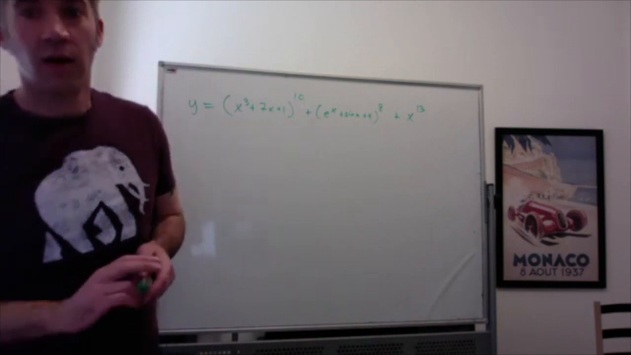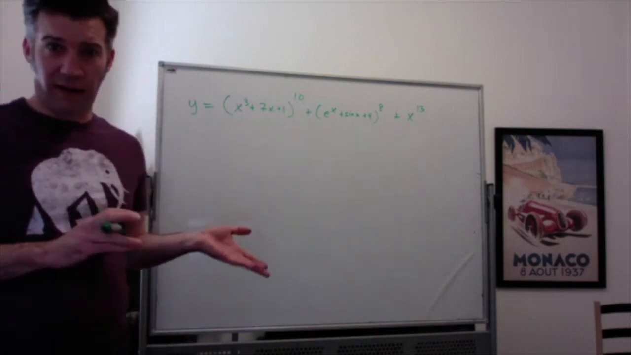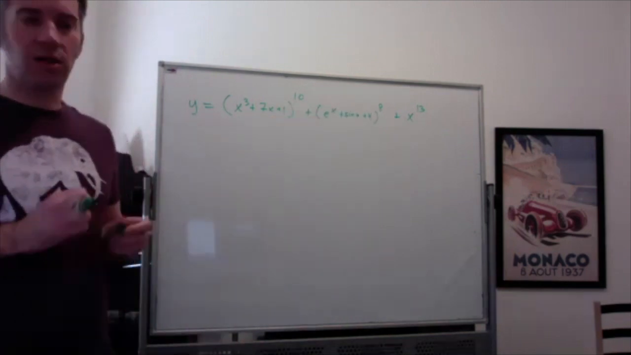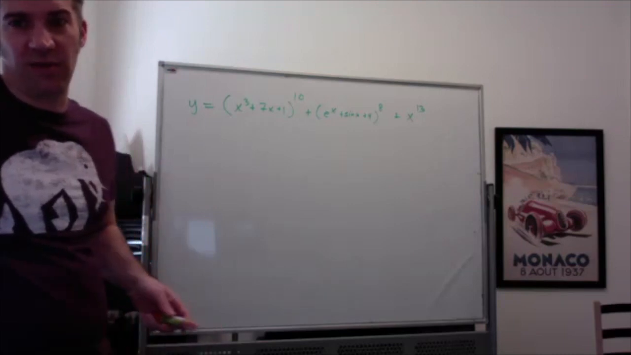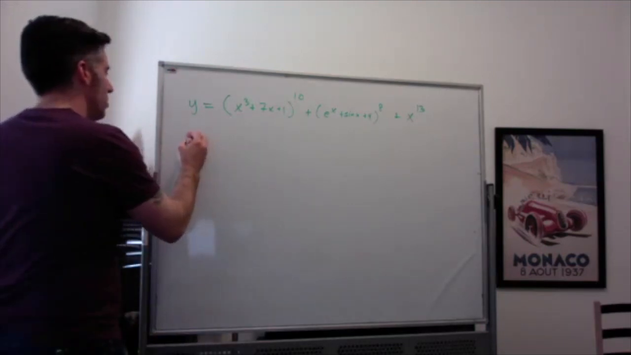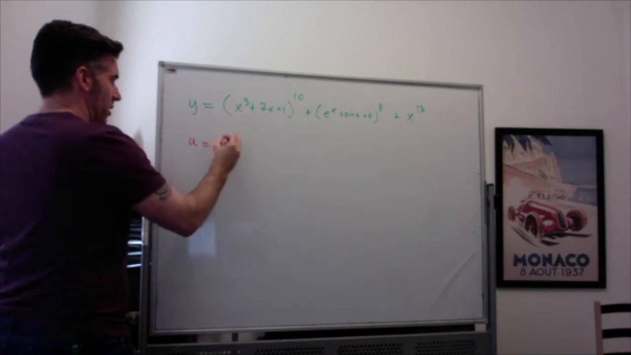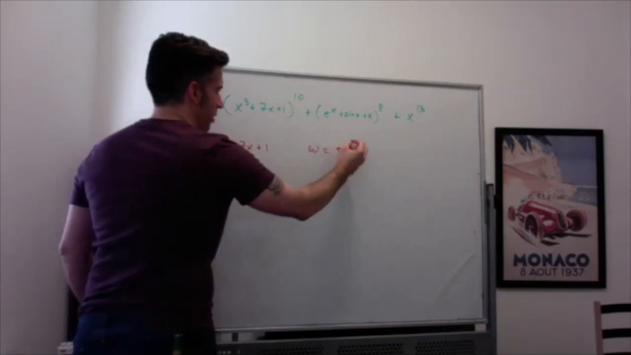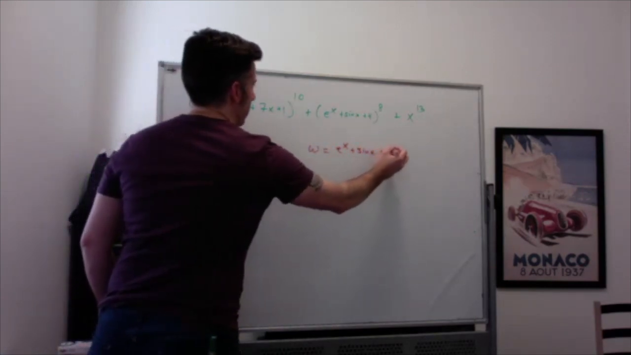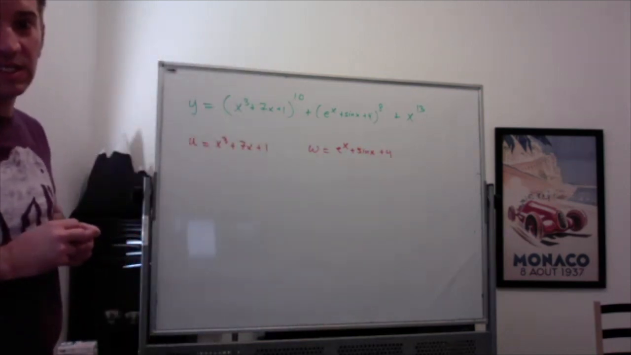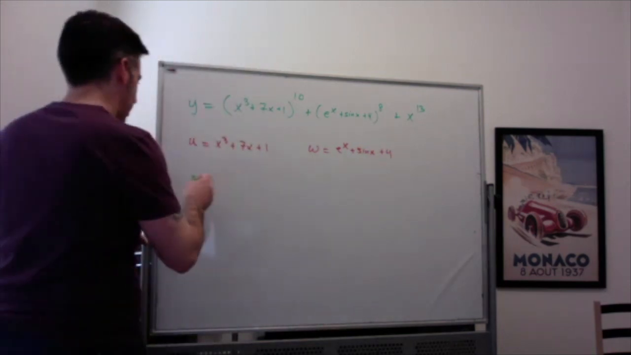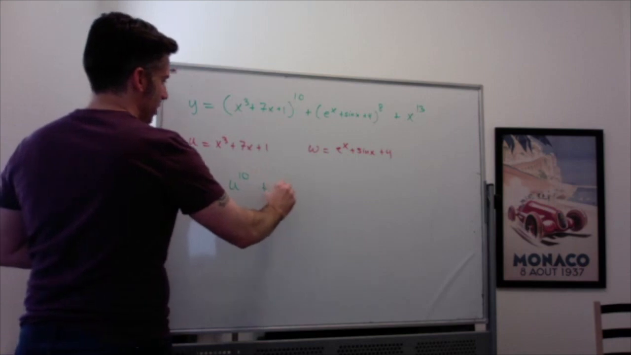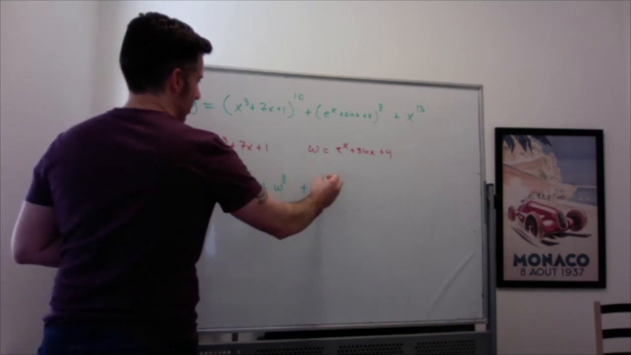All right, so we could totally do this straightforwardly, right? I could be like, okay, I'm going to use the chain rule here, derivative over there, fine. But I'm going to do something to make this look less terrible, which is not normal, but I'm going to do it anyway. I'm going to let u equal x cubed plus 7x plus 1. I'm going to let w equal e to the x plus sine of x plus 4. Then I'm going to rewrite this so it's easier to write: y is equal to u to the 10th plus w to the 8th plus x to the 13th.